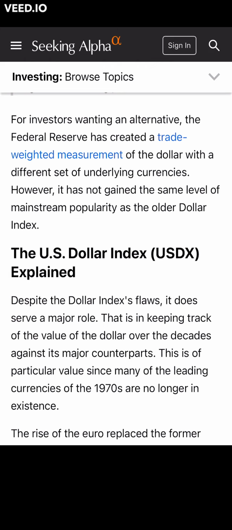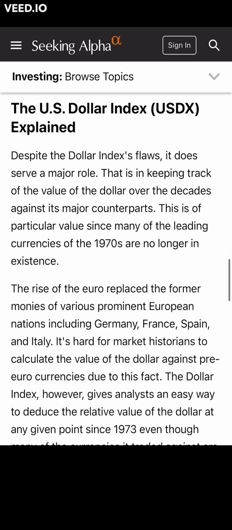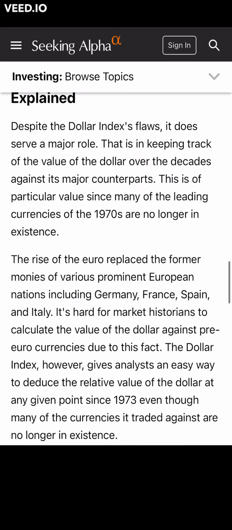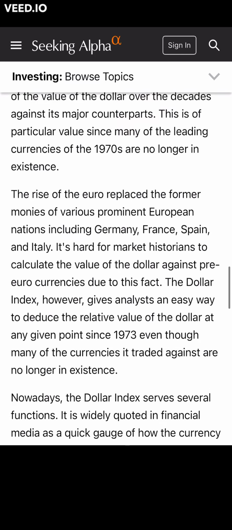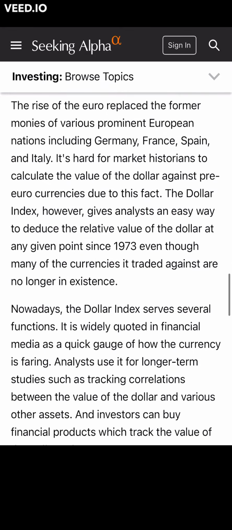The U.S. Dollar Index, USDX, explained. Despite the Dollar Index's flaws, it does serve a major role. That is in keeping track of the value of the dollar over the decades against its major counterparts. This is of particular value since many of the leading currencies of the 1970s are no longer in existence. The rise of the euro replaced the former monies of various prominent European nations including Germany, France, Spain, and Italy. It's hard for market historians to calculate the value of the dollar against pre-euro currencies due to this fact.